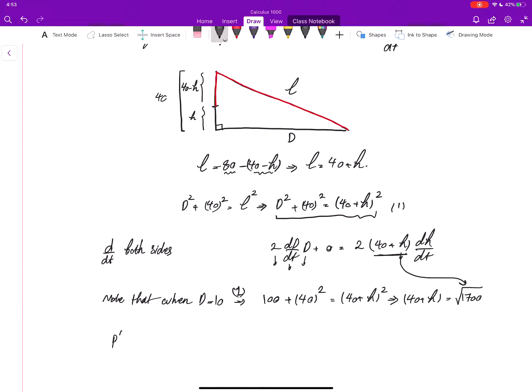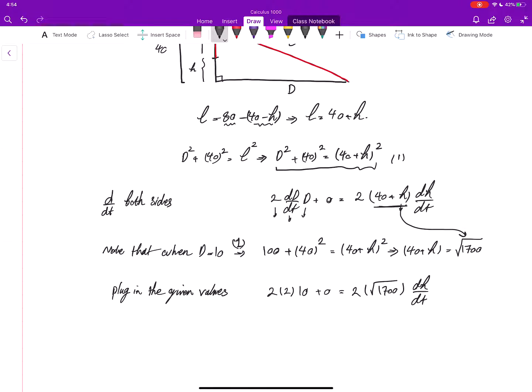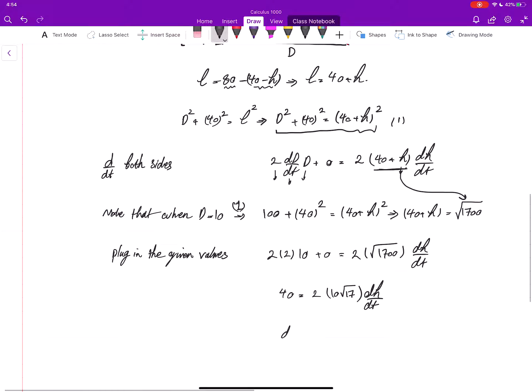So now that we have all the values, plug in the values and solve for dH/dt as 2 times 10 times 2 plus 0 equals 2 times root 1700 times dH/dt. Here, this is 40 equals 2 root 1700. Root 1700 you can write as 10 root 17. This is just a simplification, better to know it. And then from there, dH/dt is equal to 40 over 20 root 17. And this can be simplified: 2 over root 17 feet per second is how the height of the weight rises.